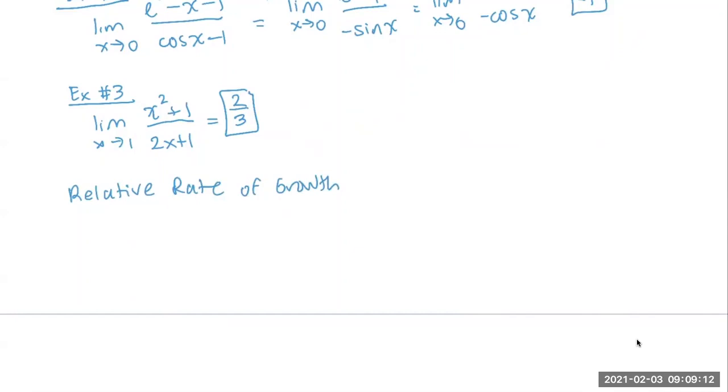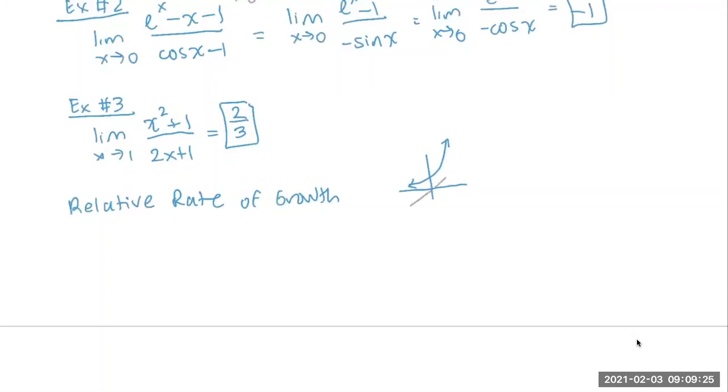You're basically comparing the rate of growth of two different functions. So for example, just conceptually, if you think about y equals e to the x, that blue function, versus, let's say, y equals x. If I asked you guys to look at values out at infinity, at x equals infinity, which one would you say grows faster? Y equals e to the x or y equals x? At large values of x.